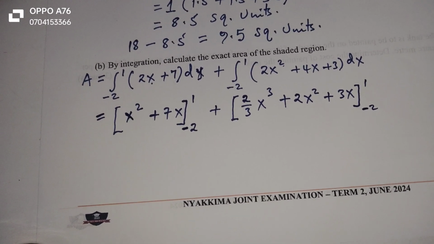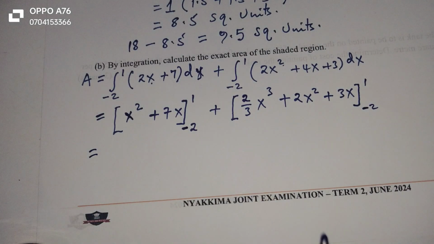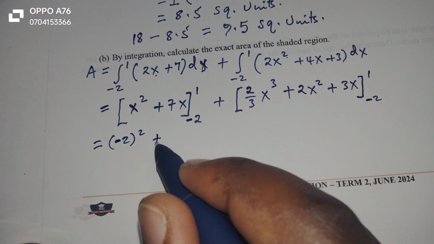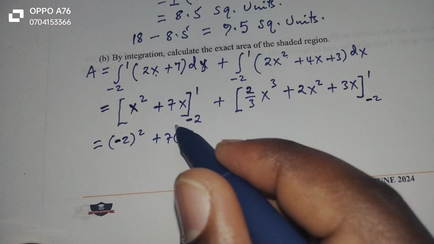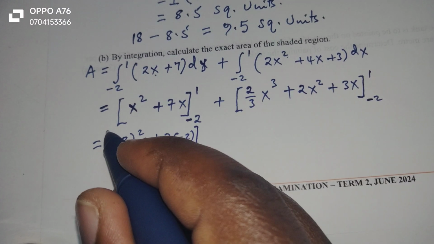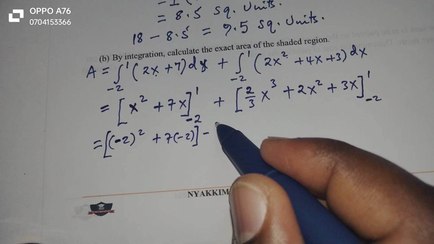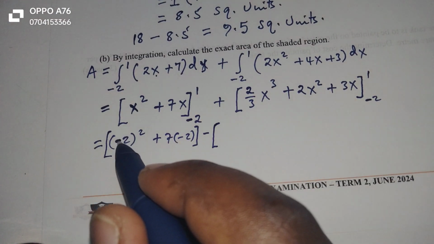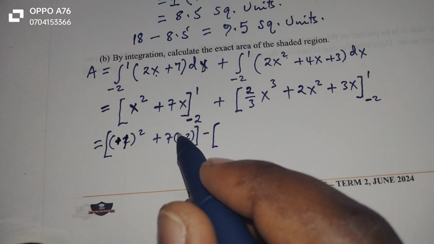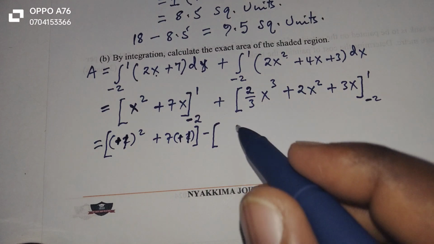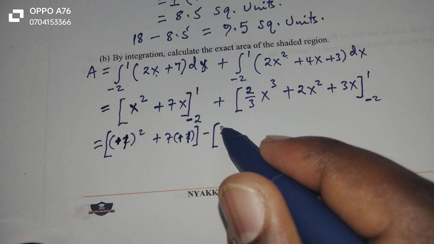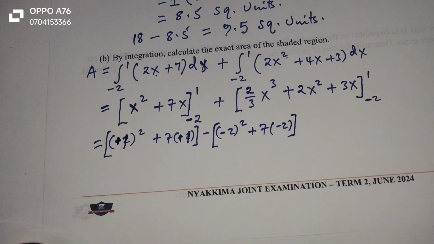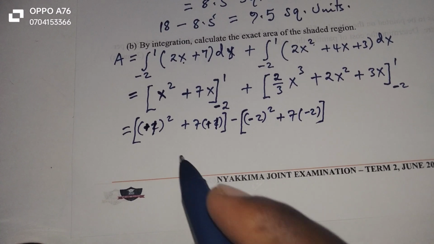Between -2 and 1. So now we can substitute -2, whereby we need -2 squared. We add 7 into -2. Then we subtract the same function. We start with the upper limit, so we should start with +1. +1 squared and +7 into +1 at this point. Then we add the same function but now with -2. So -2 squared plus 7 into -2. Let me finish up with the first term.